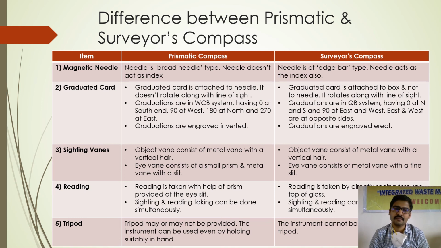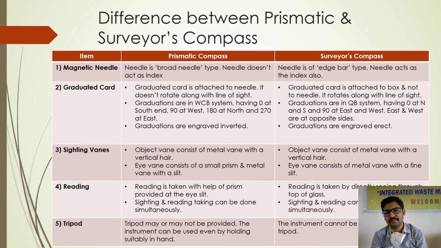Otherwise, having a larger opening at the eye vane may give a wrong line of sight. So always it is to have a smaller opening at the eye side. Even in case of prismatic compass, you find that the opening, that is the vertical slit at the eye vane, is very narrow in comparison with the object vane side, right? And here in prismatic compass the readings are taken with the help of the prism, whereas in case of Surveyor's compass they are directly read from the top of the glass.